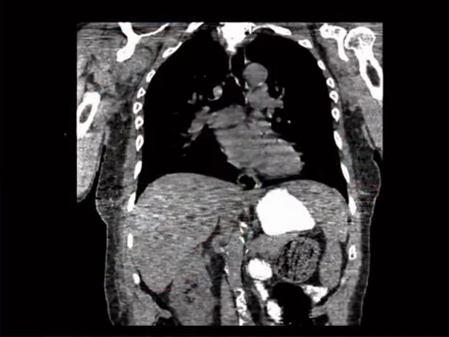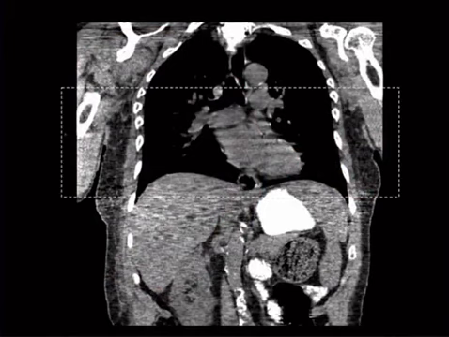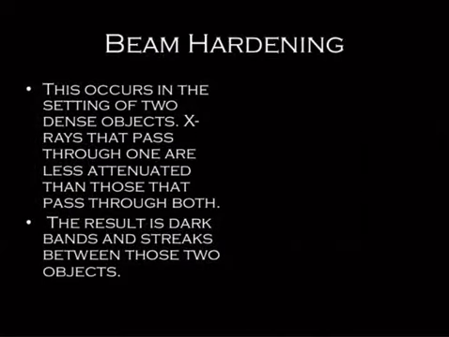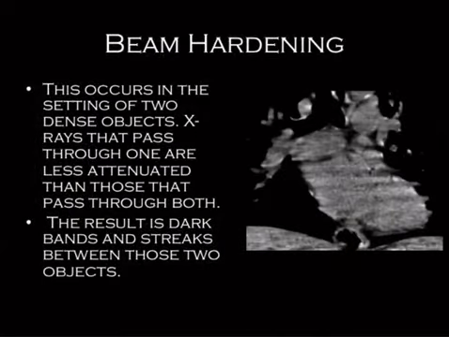So here's our next one. Notice the patient's arms are down, and we've got these streaks, dark bands. Let me zoom in here. When you see these dark streaks, this is a type of beam hardening. Basically, you see this when you've got two objects that are both dense, and X-rays that pass through the first one are less attenuated than those that have to pass through both. So you end up with these dark bands and streaks.